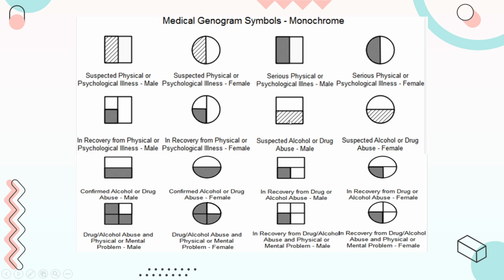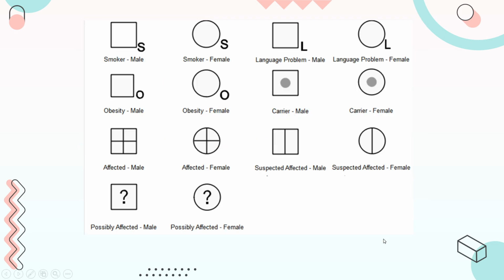So here you have to understand, you are suspecting and also confirming it. Suspected alcohol, and you're confirming the alcohol abuse, and you're also marking the recovery here. You can understand the shapes, how the shapes have been designed. So this is about the drug or alcohol.